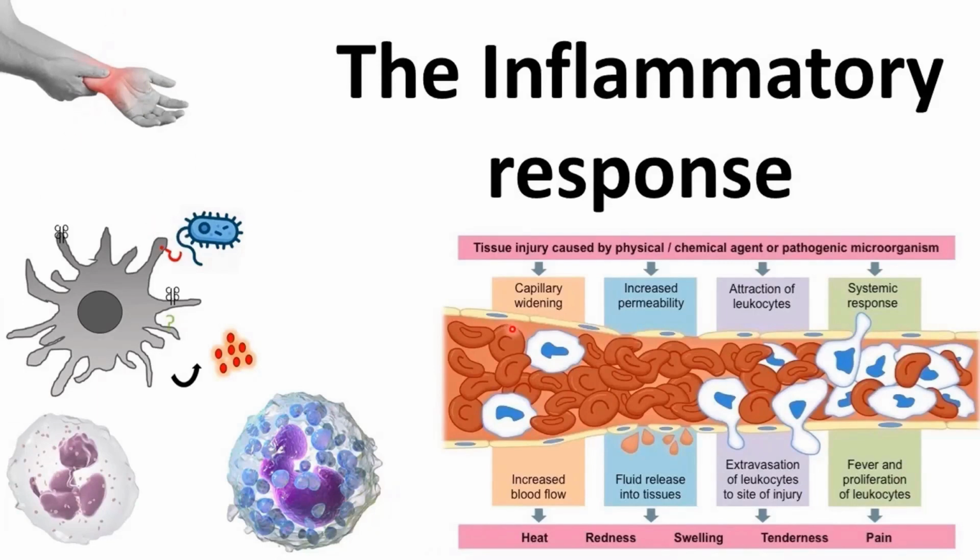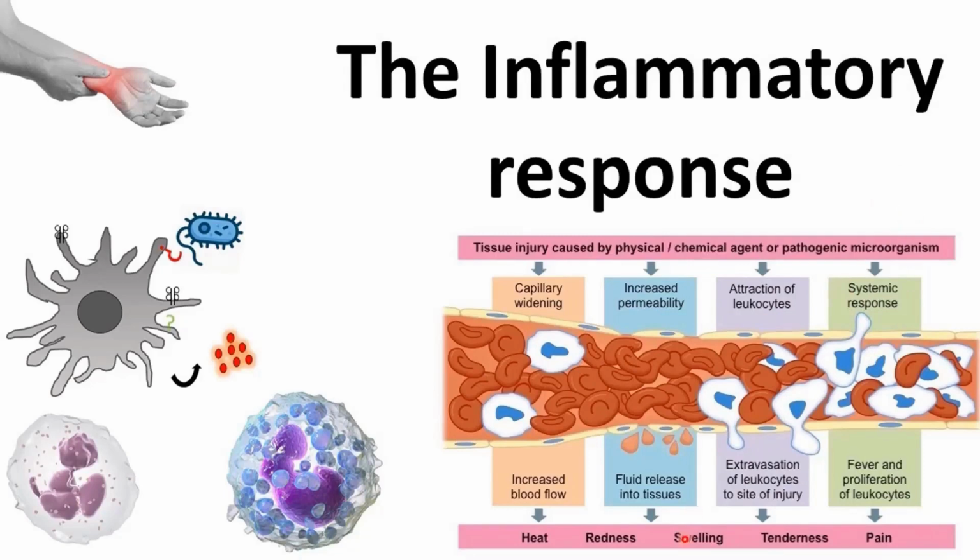So what happens here is that the capillary is going to widen, and there will be increased flow. Why increased flow? Because the white blood cells are in the blood. They are going to rush towards the site of injury. Once they rush there, the permeability of this capillary wall will increase, which means that it allows the white blood cells to escape and reach the site of injury.